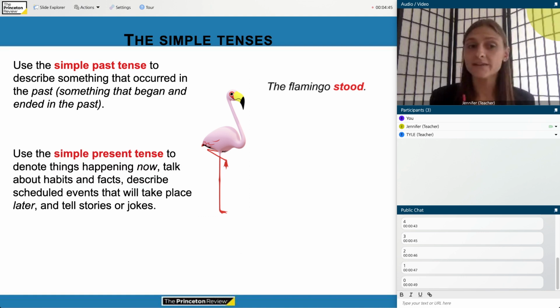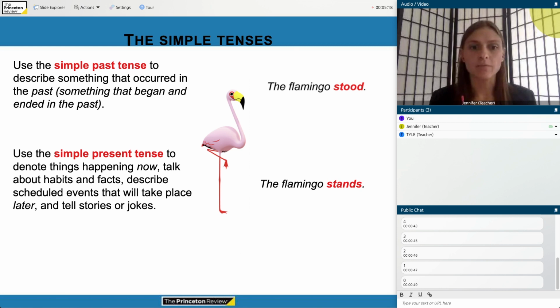So the next tense, the simple present, it's actually not so simple. In its simplest form, it talks about something happening now, like the flamingo stands. That's pretty simple. But the simple present tense can also be used for other purposes. You can talk about a scheduled event that happens all the time. So I could say, I eat pasta every Sunday night. That's not happening right now, but it's a thing that's scheduled and it happens. So I can use that simple present tense for that.